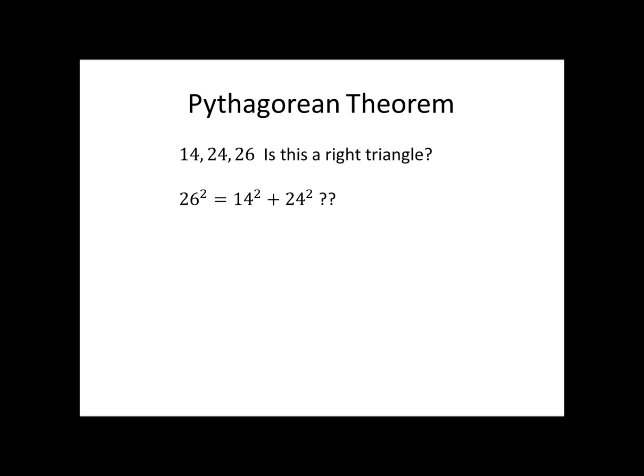So I'm going to see if 26 squared equals 14 squared plus 24 squared. It's always the longest side in c, and then the shorter two sides are in a and b. It doesn't matter which one. So 26 squared is 676. Is that equal to 196 plus 576? No, it's not. We get a false statement, so that means that this is not a right triangle. So it's another good use for the Pythagorean Theorem, testing to see if a triangle is a right triangle.